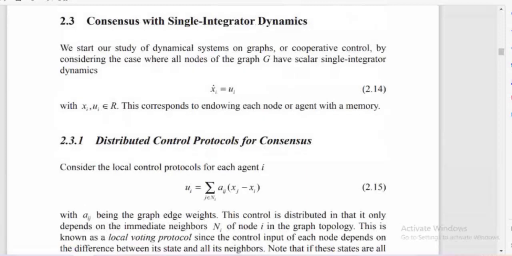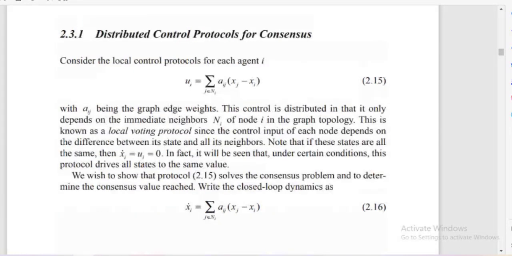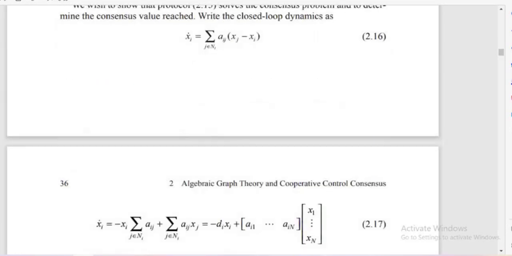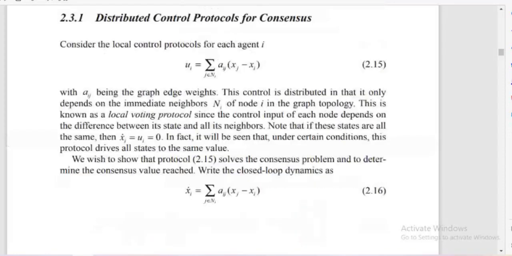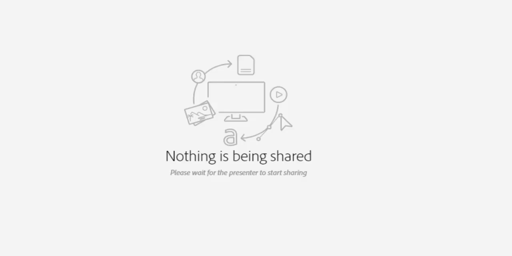Let me start with consensus in scalar system. Let me unshare the document and share the whiteboard to write anything about consensus.